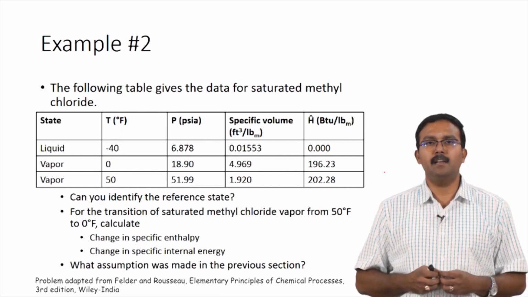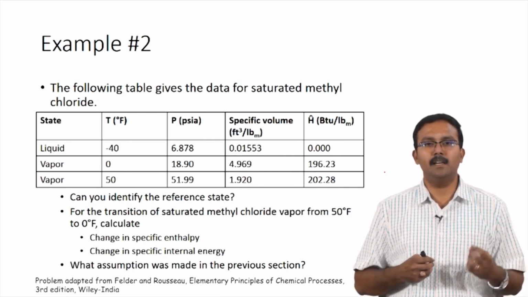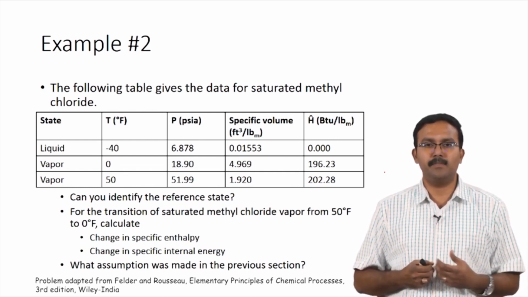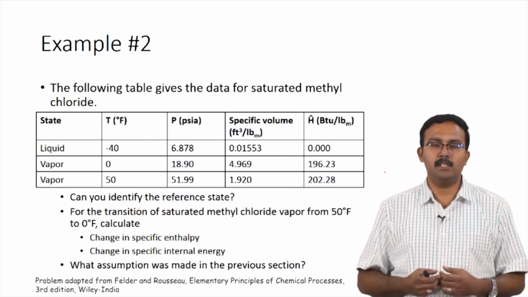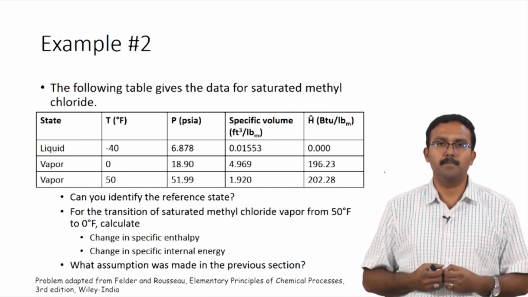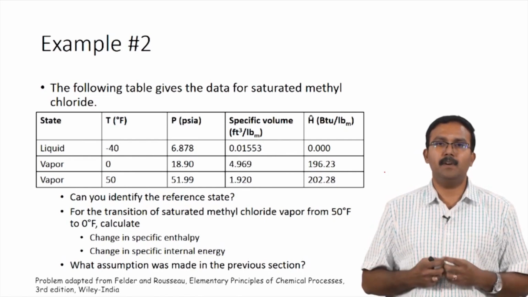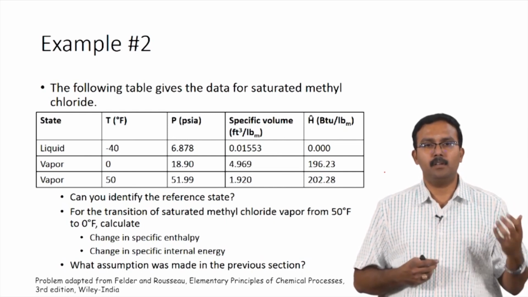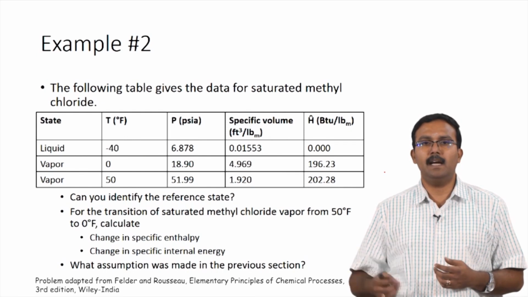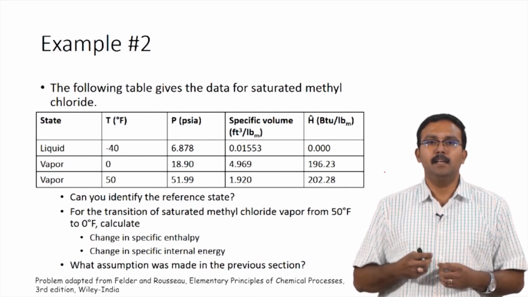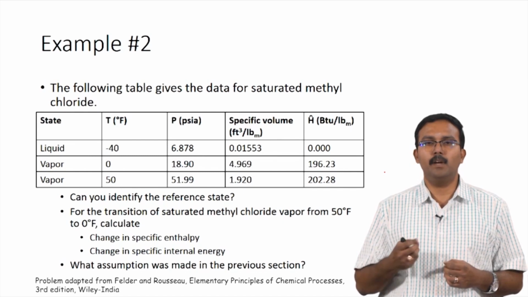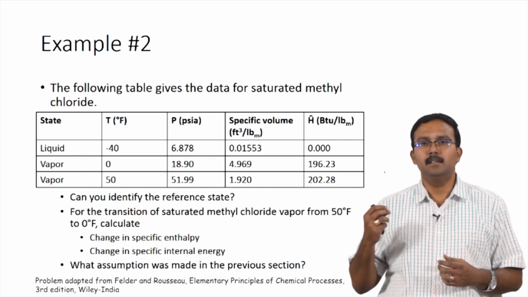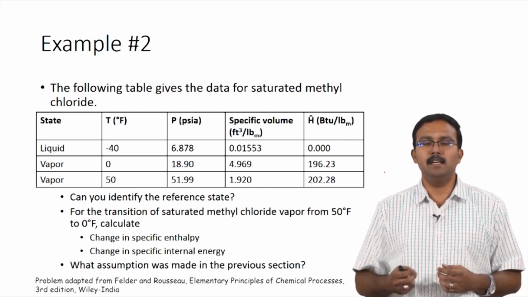The first step is for you to identify the reference state, the next is to identify the change in enthalpy and change in internal energy for a specific process, and the last one is to identify any assumptions if they were used. Let us first start with identifying the reference state. Look at the data. You see that for liquid at minus 40 degrees Fahrenheit and 6.878 psi, the specific volume is listed as 0.01553 cubic feet per pound mass and the specific enthalpy is listed as 0.